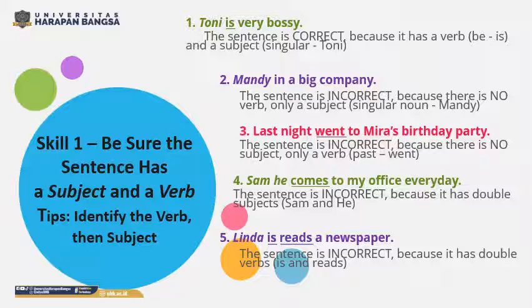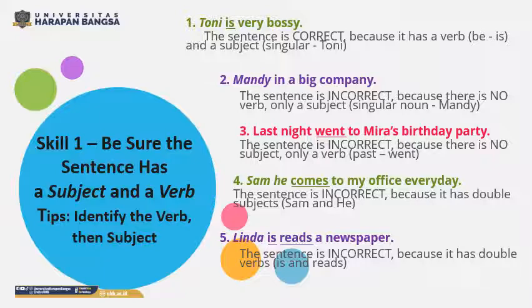But what about the second one? Again, the question is the sentence correct or incorrect? Find the verb and then the subject. Can you find the verb? Be, do, does, did, modal, have, has or had? No. What you only have here is subject, Mandy, but there is no verb. That's why the sentence is incorrect.